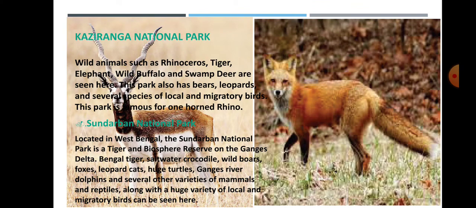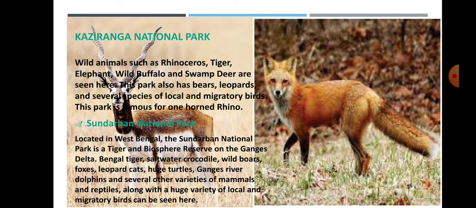Okay, the next park we are going to discuss is Kaziranga National Park. Here wild animals like the rhinoceros, tiger, elephant, wild buffalo, and swamp deer are seen. In this park you can also see bears, leopards, and several species that have migrated here. These are the animals that Kaziranga National Park has.